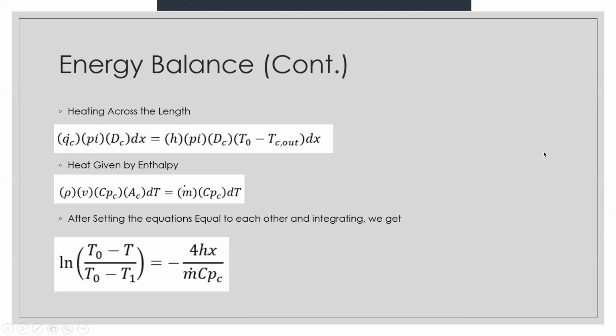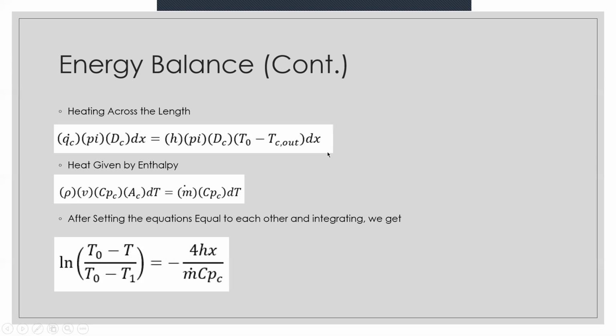Now, to further solve for the outlet cold temperature, we look at the heat going across the length of the pipe, as well as the heat given by the enthalpy. These values are here. It's basically flow rate times the area, flow rate times a function of the size of the pipe, dx, is equal to the enthalpy times delta T of that same area. And then on the enthalpy side, it's in terms of temperature instead of in terms of distance.